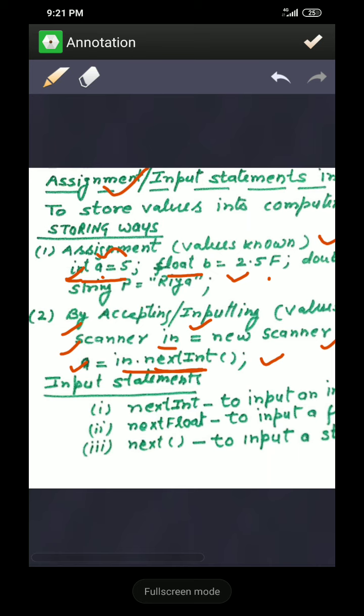And there are some other input statements. nextInt is only for inputting an integer value, nextFloat is for inputting a float, your fractional value, and only next is used for storing words. Okay, thank you.